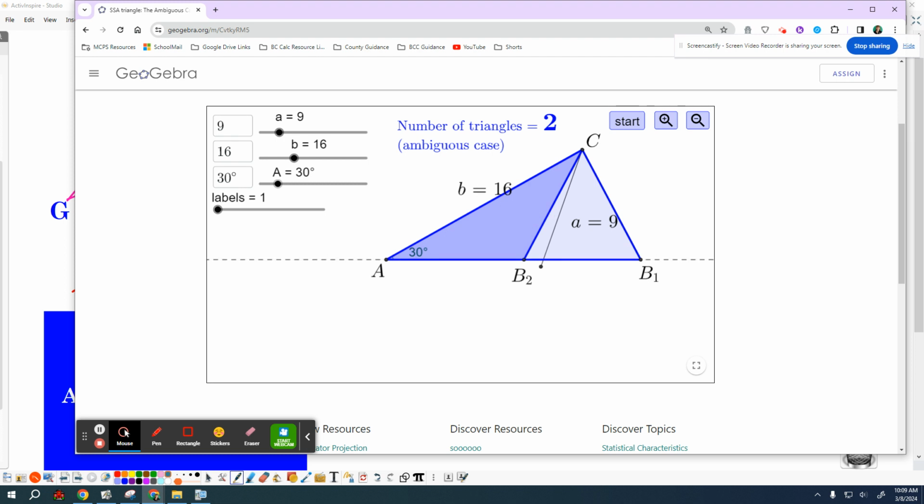This length here was 16, but maybe this angle at B2 is a big fat angle, or maybe it's the angle at B1 and it's a skinny, littler angle. Both of them work. It could be either triangle.